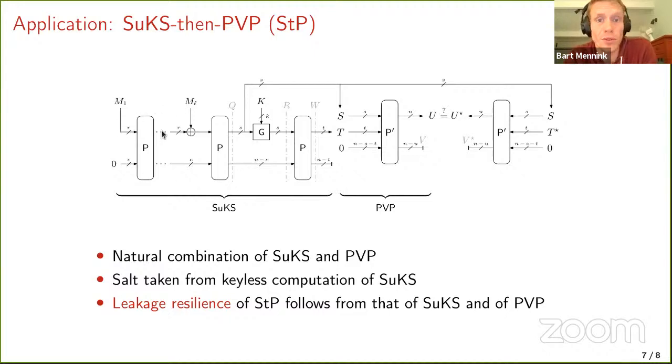So it's a value known to the adversary. That's not a problem. But the cool thing of the salt is that it's sufficiently random and it randomizes the scheme and it gives a slightly higher security bound for PVP. We proved that this scheme is leakage resilient if SUX and PVP are leakage resilient. And note that we need different permutations here for the composition to work.